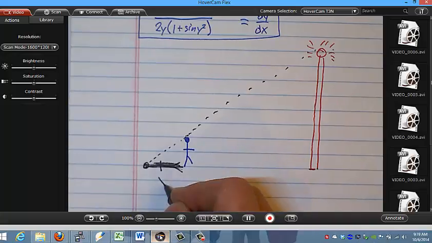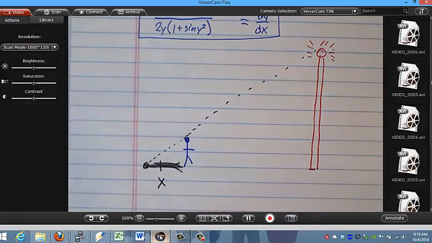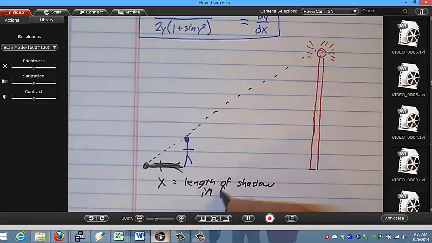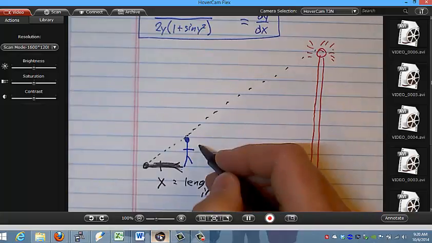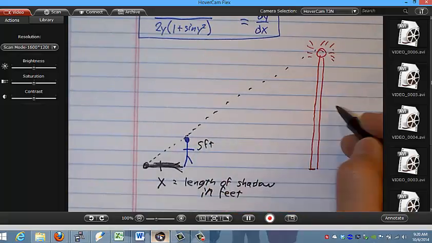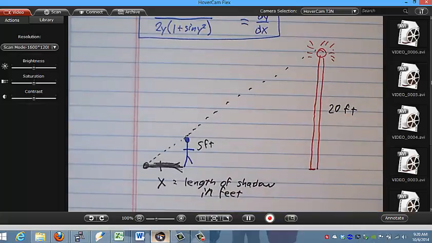And I'm going to call that X, the length of her shadow. X is the length of her shadow in feet. Why did I choose feet? Well, because they told me she is 5 feet tall, and they told me this light is 20 feet in the air. How many are with me so far? Okay. And what is it that we're actually supposed to find based on this schematic?